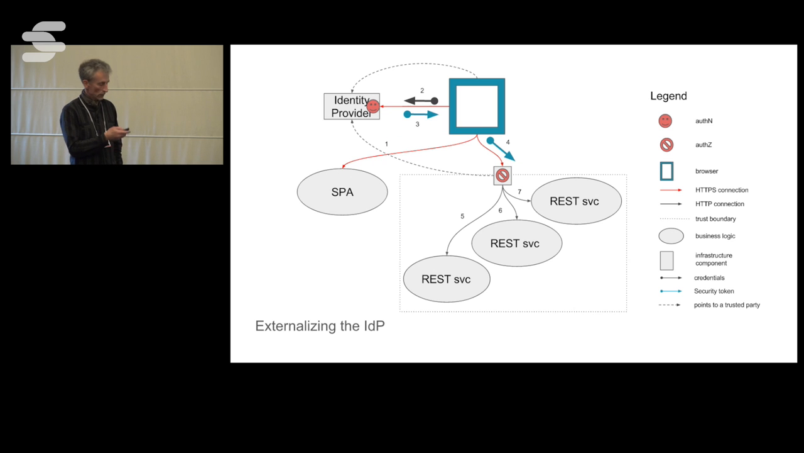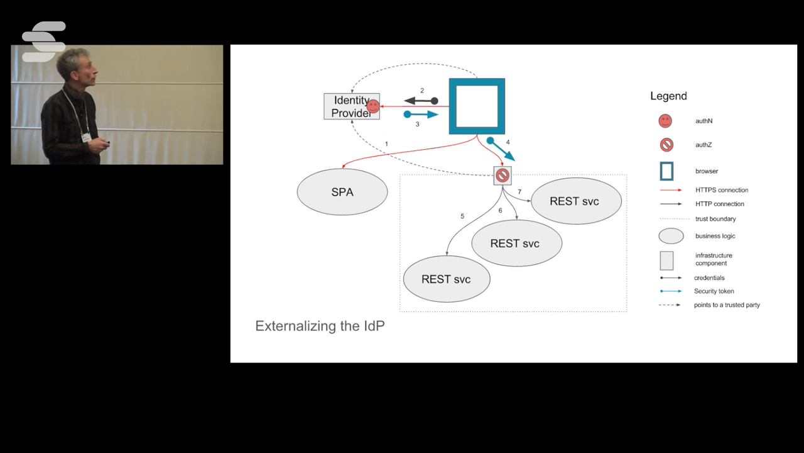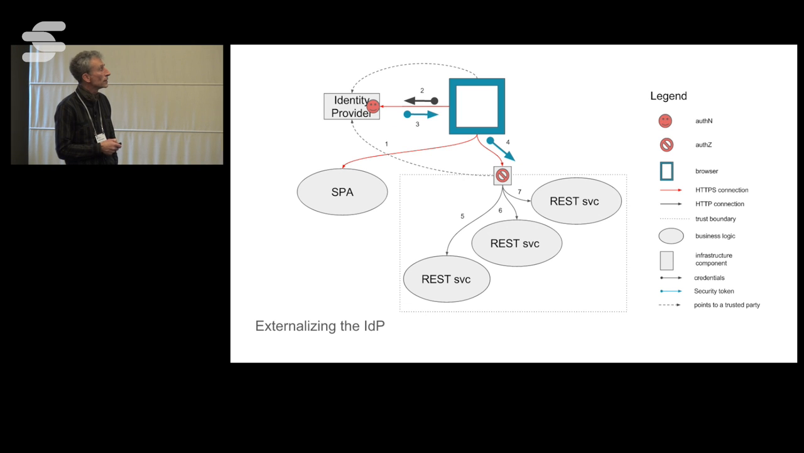Okay, so let me go into a couple of details on this slide. Let me go through the various steps. The first step, and this is not new, is that the user agent loads the SPA. The SPA then realizes that the user isn't logged in, so it redirects to the identity provider, and the identity provider is going to ask for the credentials. The user sends the credentials, and the identity provider then returns a security token.